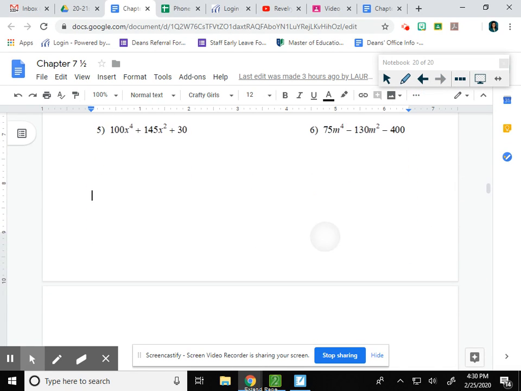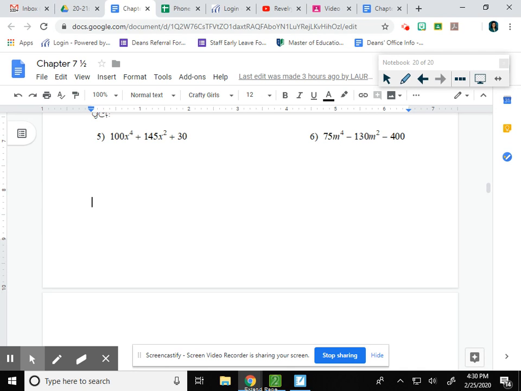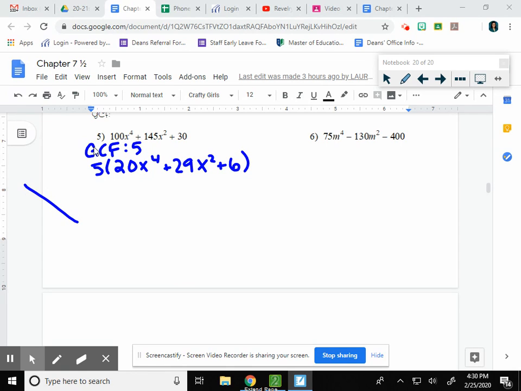I'm only going to do one of these because they're kind of the same situation with that. Okay, so I look at this one and I see that I have a greatest common factor of 5. So if you take 5 out in front, you're going to be left with 20x to the 4th plus 29x squared plus 6. So now I'm saying what multiplies to 120 that adds to 29.